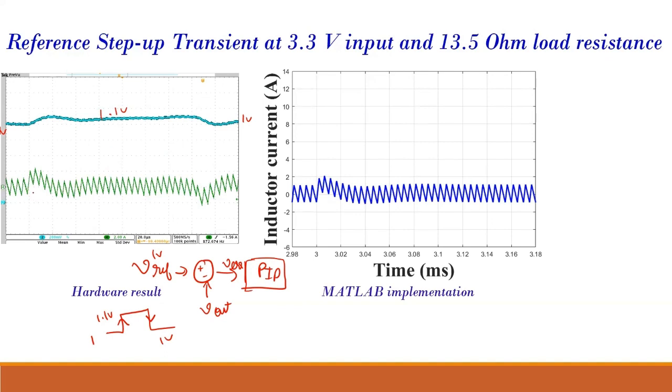So when this is a reference transient, what happens? Your load remains the same. Your I output remains the same. If the average value of your I output remains the same, then the average value of your inductor current also should remain the same in the steady state.